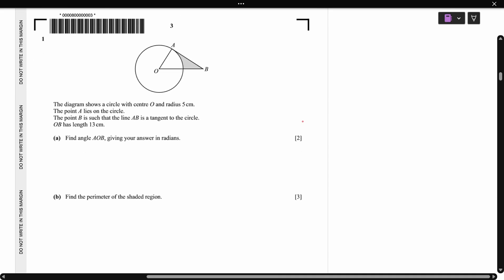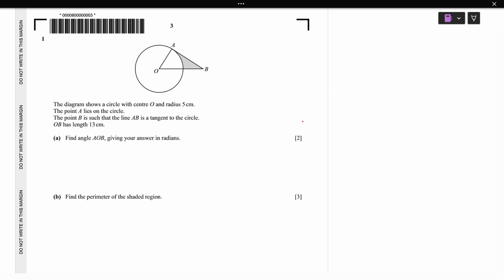First question: the diagram shows a circle with center O and radius 5 centimeters. The point A lies on this circle and the point B is such that the line AB is a tangent of the circle. OB has length 13 centimeters. So what is given here? The radius is 5, so OA is going to be 5. Next, OB has the length of 13. So the first question: find the angle AOB. This angle we need to find, and the answer we have to give in radians.